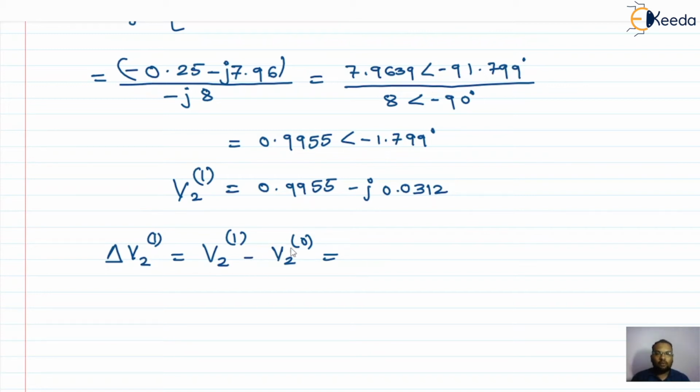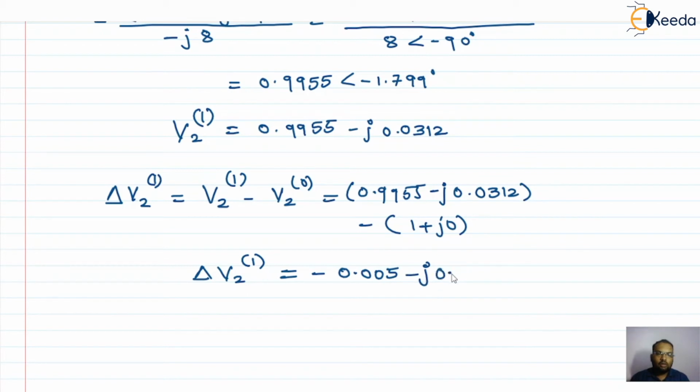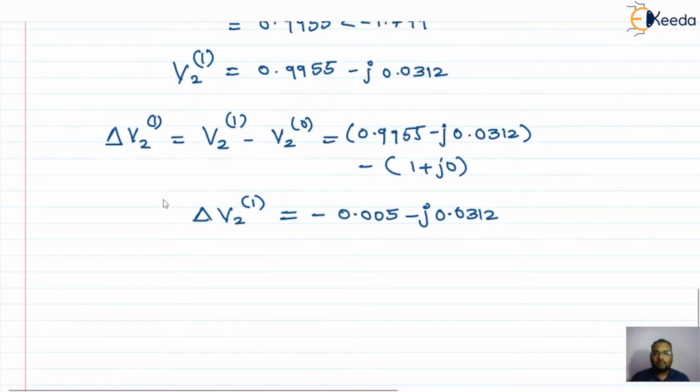So V2 in the first iteration we have here: it will be 0.9955 minus j0.0312 minus, it was 1 plus j0. Okay, just solve this and convert this into the rectangular form. So you will get the change in voltage at bus 2 after the first iteration as minus 0.005 minus j0.0312.